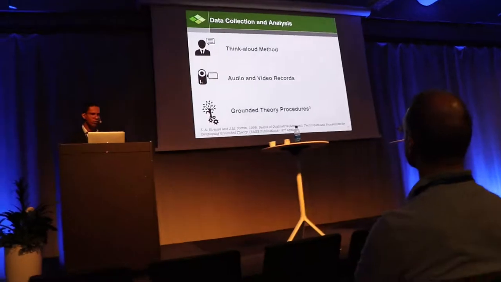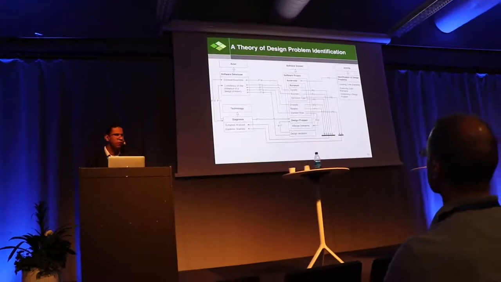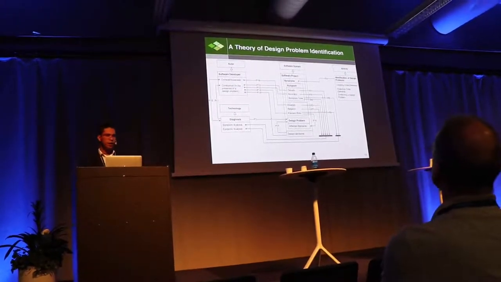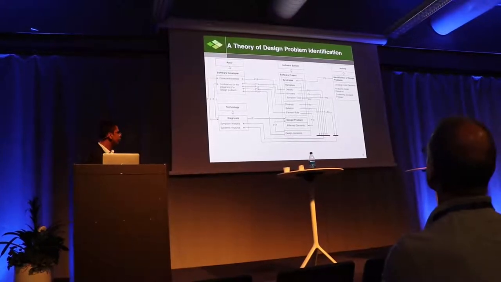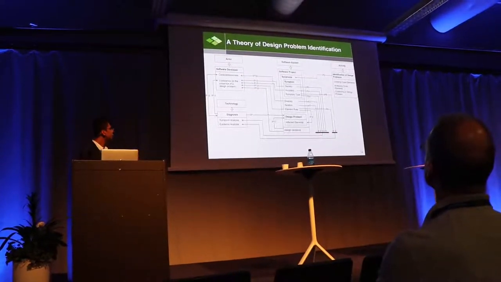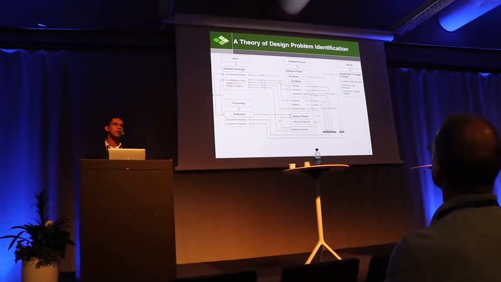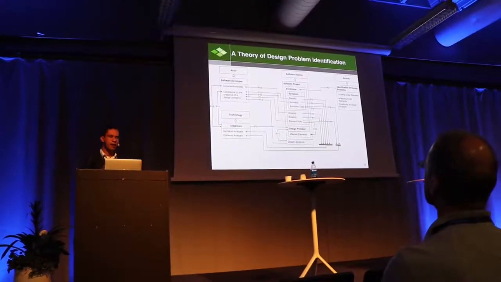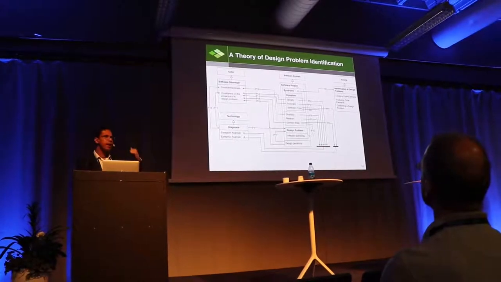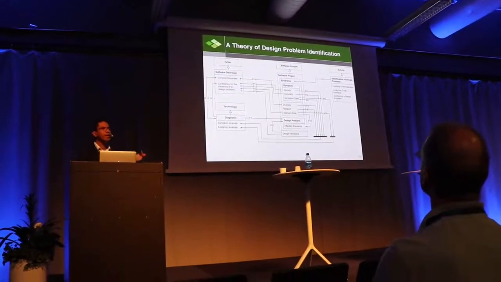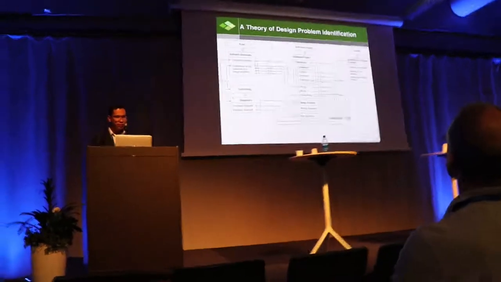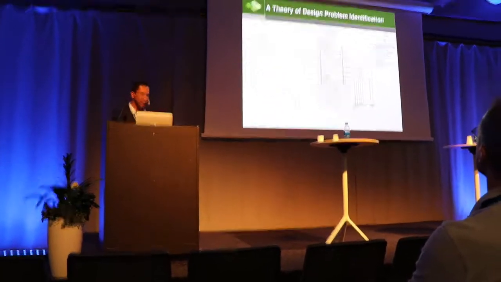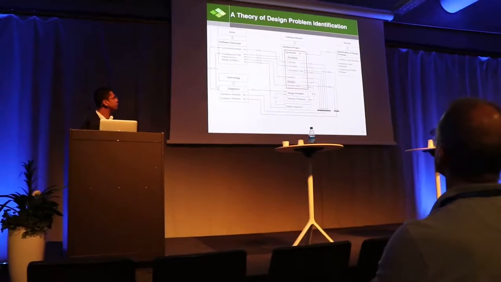After applying grounded theory over the data, we are able to generate the theory that explains the process of identifying design problems. And this is a visual representation of this theory. Our theory contains 15 constructs, 18 propositions, and 27 explanations for these propositions. All these constructs explain different parts of the identification of design problems: the activities that developers do, human factors, how they conduct the analysis, the type of symptoms. For instance, in this red box, we can see some constructs related to the symptoms.